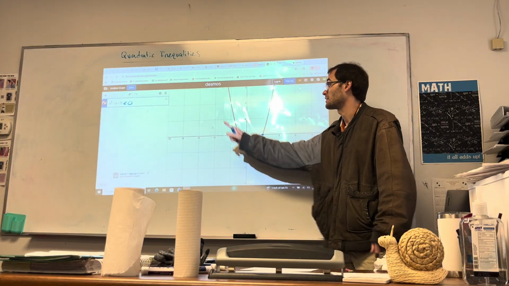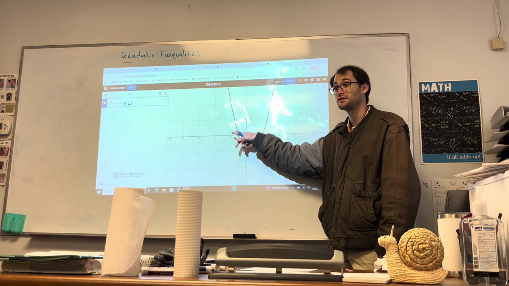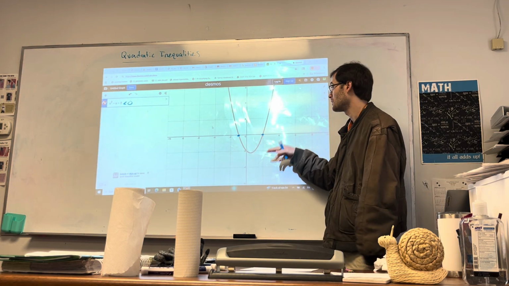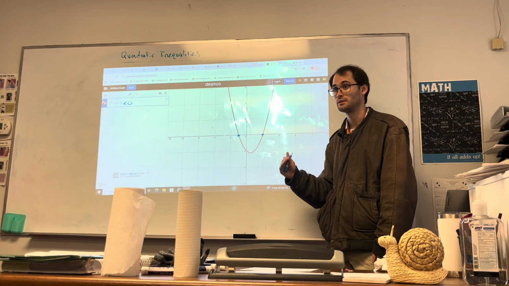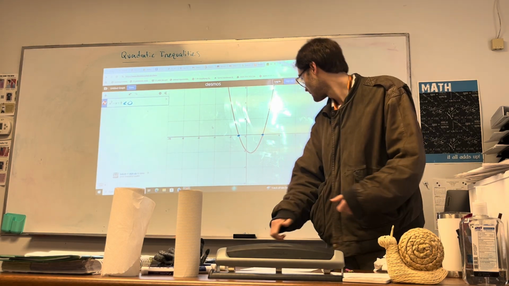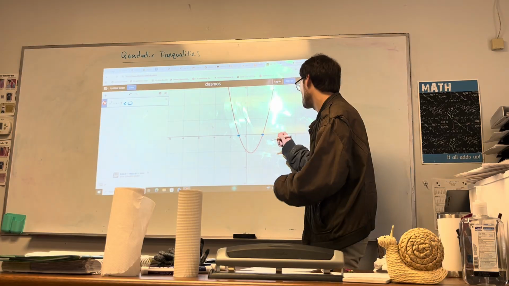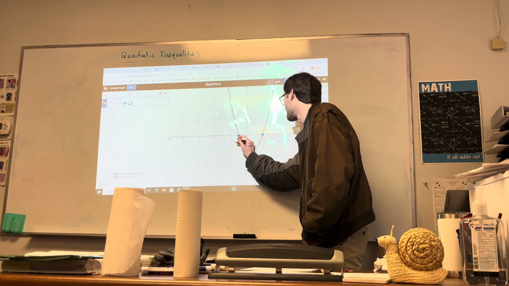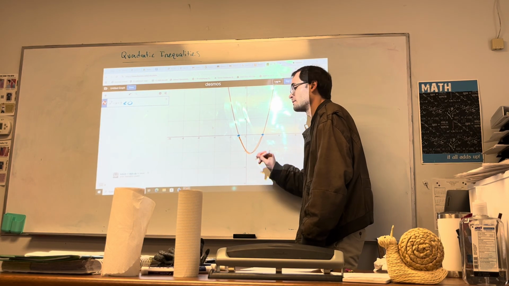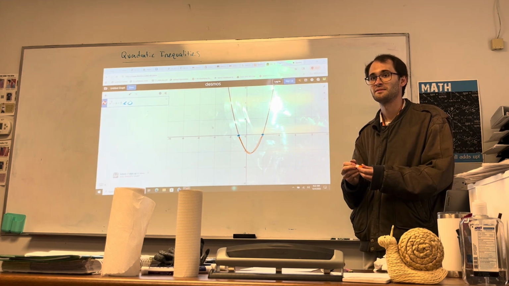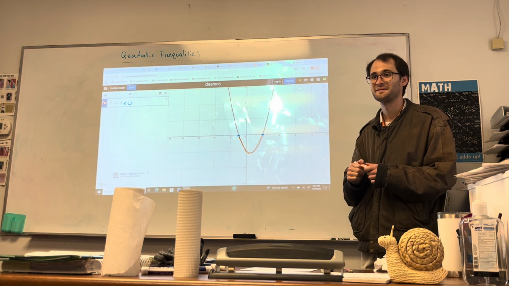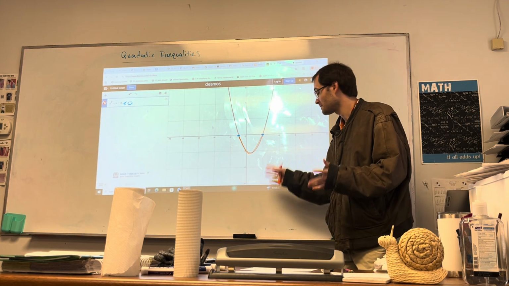Okay. All right, if I want less than 0, I want to know where this is negative, or in other words, where is this below the x-axis? Do we agree that would be this part? Yes. Okay, we agree.